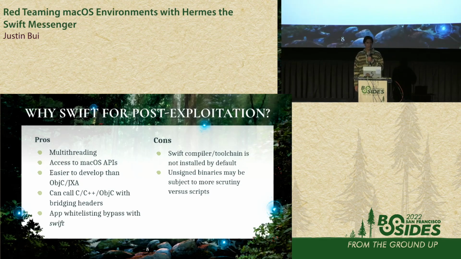Now, while Swift is a higher level language that allows for rapid development, we also have the ability to call lower level languages and APIs. You can call C, C++, and Objective-C using the bridging headers that I talked about. So when we need that lower level functionality, we can utilize it. Lastly, an app whitelisting bypass, or a living off the land binary situation, exists. When the Swift compiler is installed, you can use the Swift binary to execute code. Unfortunately, the Swift compiler is not installed by default, and so we often have to resort to dropping unsigned binaries to disk, which may be a bit harder than landing a Python script or a JXA script, and then kicking that off with osascript or Python.